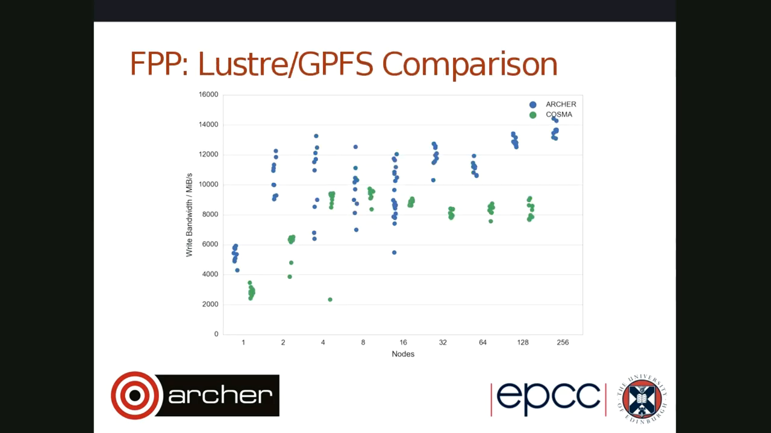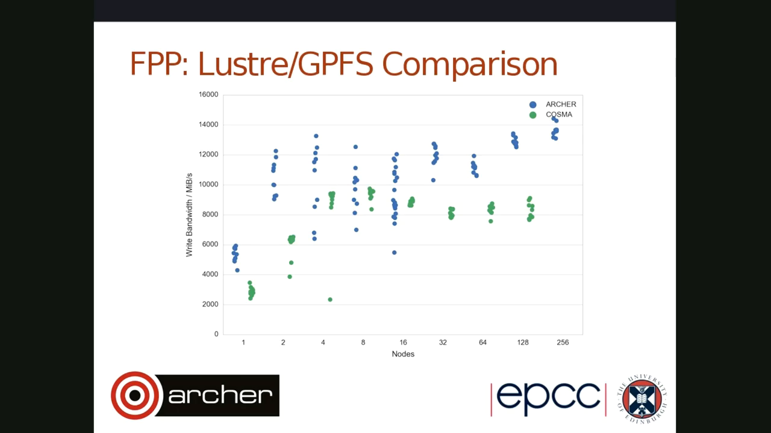Now, if we compare Archer Lustre and GPFS on Cosma, the trends are quite similar here. For low numbers of nodes, you quite quickly get up to your maximum performance, and then you plateau in some way. This is the Archer result for single striped, and you don't have control over striping on Lustre. Again, compared to the Lustre file system on Archer, the GPFS file system seems to have a smaller variation in performance. But this could be due to a number of reasons.